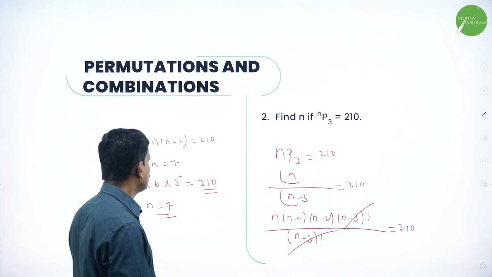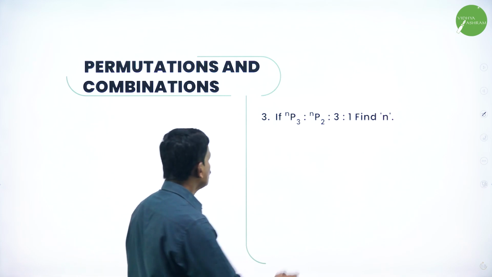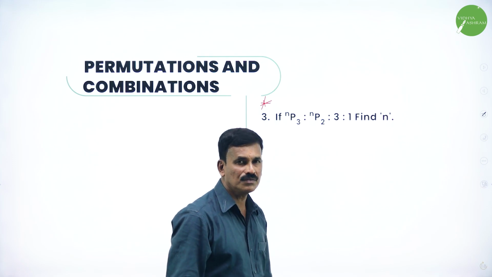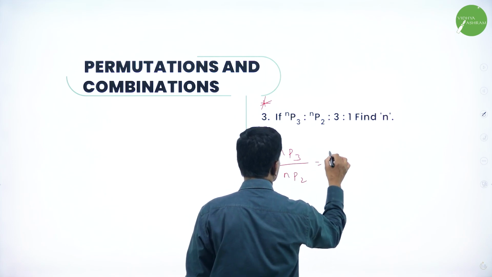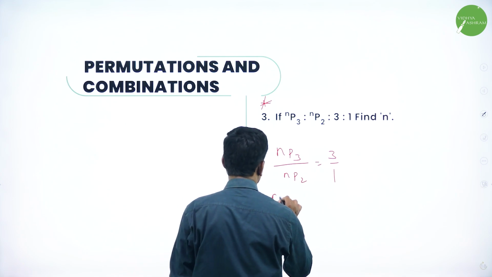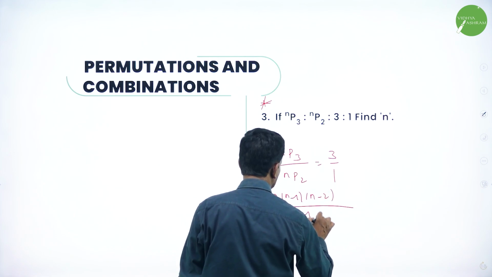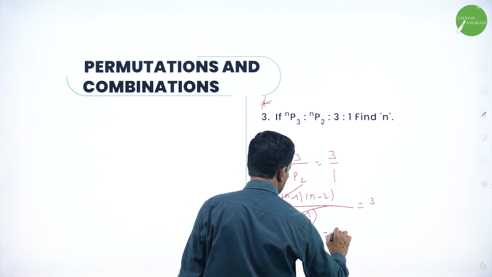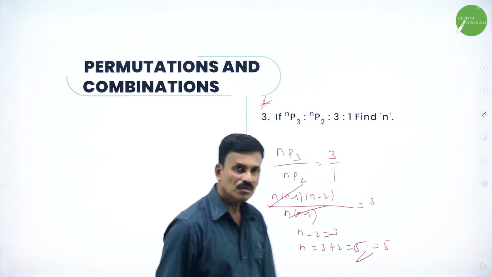Now let us move on to a similar type of problem. If nP3 is to nP2 is equal to 3 is to 1, find n. This is also an important problem. Now what is given? nP3 divided by nP2 is equal to 3 by 1. Okay. Now what is the meaning of this nP3? That is nothing but n into n minus 1 into n minus 2 divided by n into n minus 1 is equal to 3. So n into n minus 1 gets cancelled. n minus 2 is equal to 3. n is equal to 3 plus 2, that is equal to 5. That's it. Very simple here.